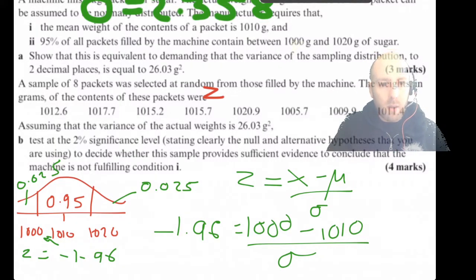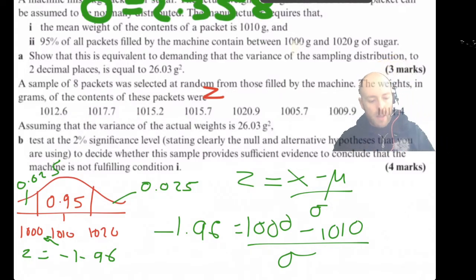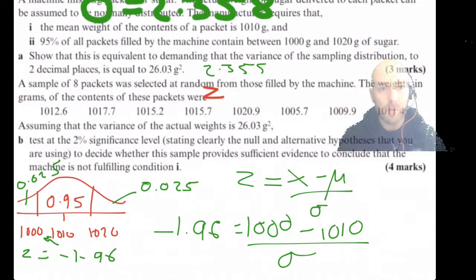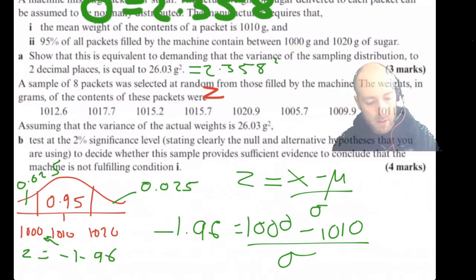Right, back to it. So that's the first bit. If you square that, you prove that. So 2.358 squared is 26.03. So that's that bit done.